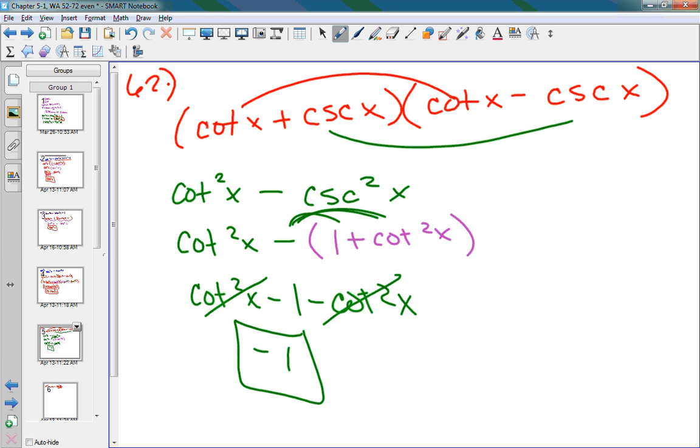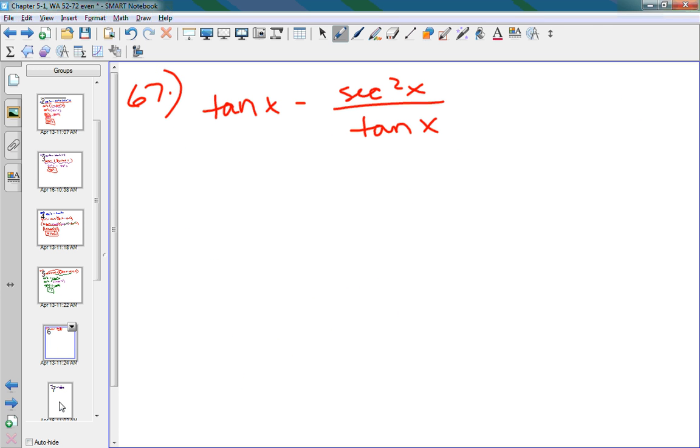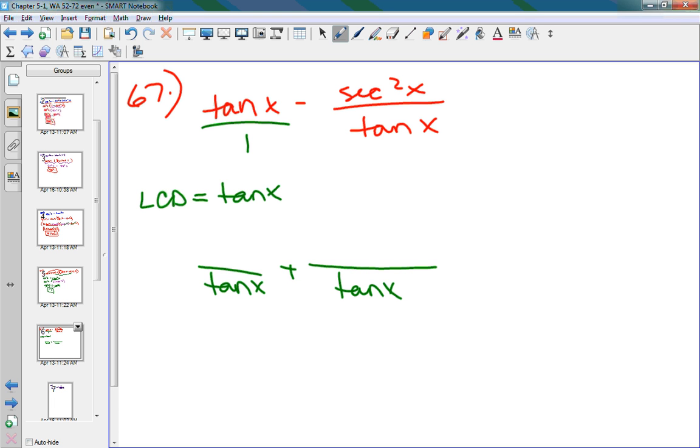Okay, 67. It says perform the addition or subtraction, use the fundamental identities to simplify. So what do we have to do in this case? The tangent over tangent. I need to get a common denominator. So before I can do that, I have to put tangent of x over 1, because those are two separate terms there. Do you see that? So what is my least common denominator between 1 and tangent of x? Simply tangent of x. So I need each one of these denominators to turn into tangent of x. Do we see that?